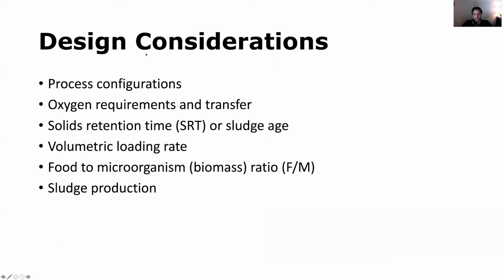All right, so some design considerations for activated sludge. We've got different types of process configurations that have been developed throughout the years. So we would choose which process configuration is the most suitable for our particular needs. We've got the oxygen requirements, the oxygen transfer rate, the solids retention time, which is also called the sludge age. We've got the volumetric loading rate, the food to microorganism ratio, and the sludge production rate. So these are some of the design considerations, and we're going to go into each of these in detail.